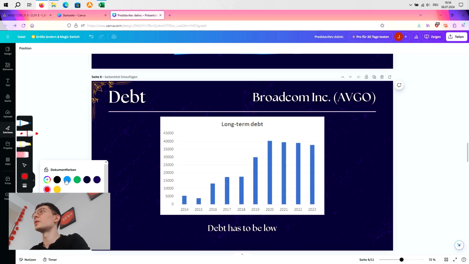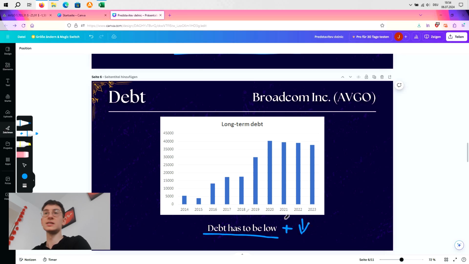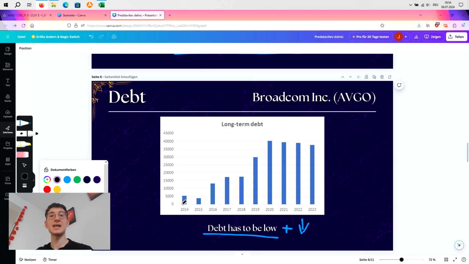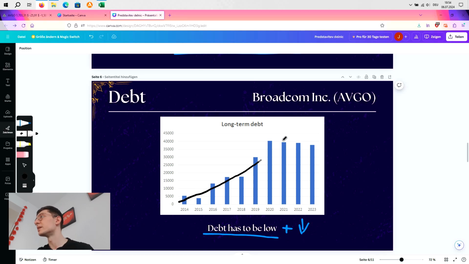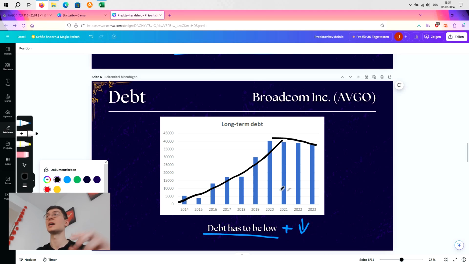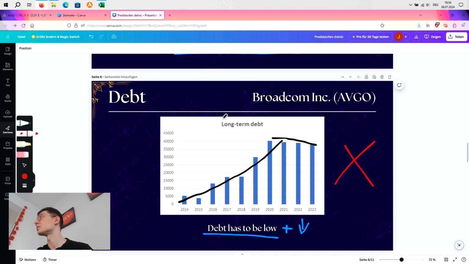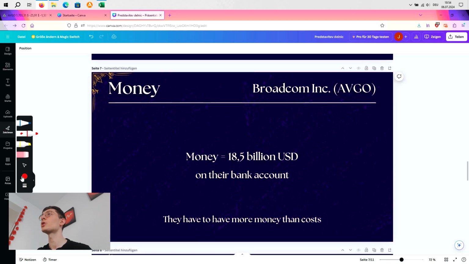Now we come to the debt, and the instruction tells us that debt has to be low, plus preferably it should decrease through the years, okay? Now what do we see here? Here we see exactly the opposite, okay? Here we see that the debt is actually growing, but for the last 4 or 5 years, it's slowly decreasing, but still, bro, that's not enough. The debt is growing, which is what we don't want to see again, okay? So debt, no.